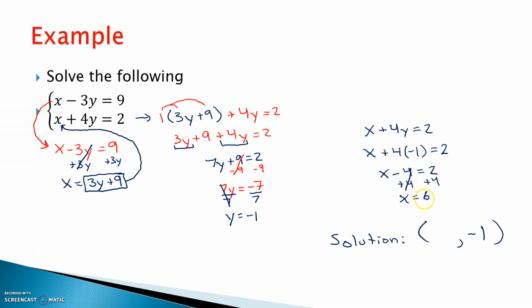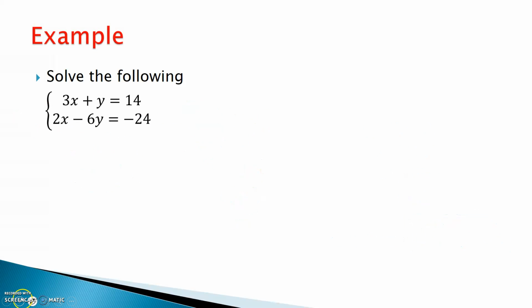Okay, that's my x value. I figured out my solution is at 6 comma negative 1. If I was to graph these again, they would cross at 6 comma negative 1. This would make both equations true, if you actually went in and plugged it in and you checked it. You'd get 9 equals 9, and you'd get 2 equals 2. All right.